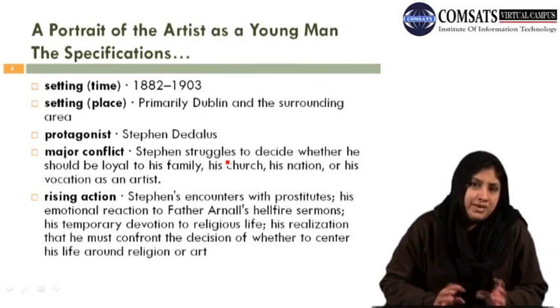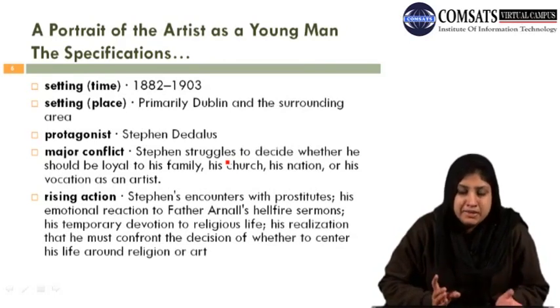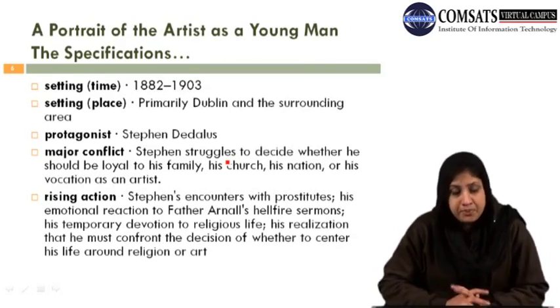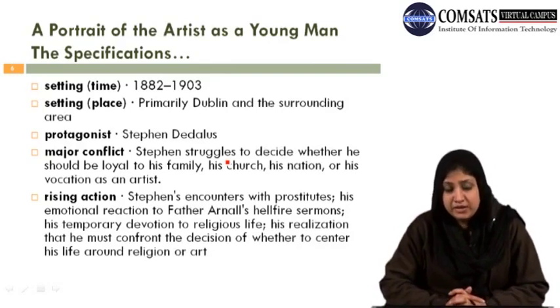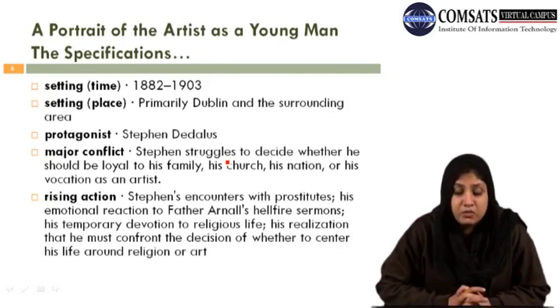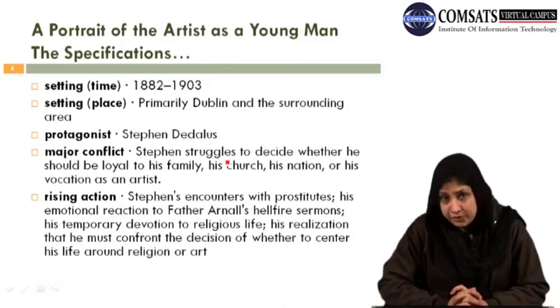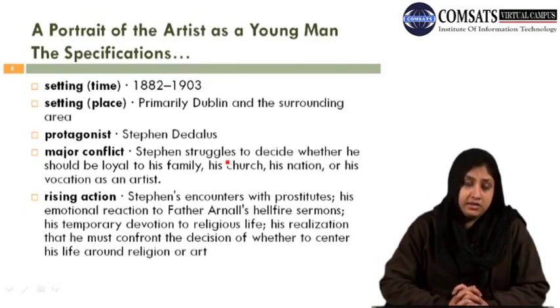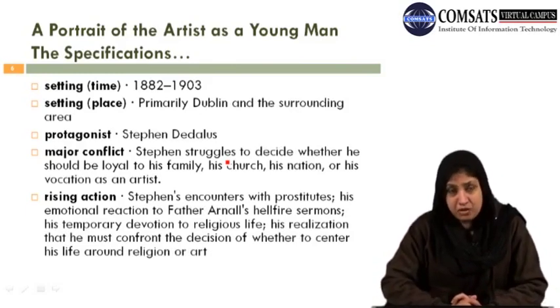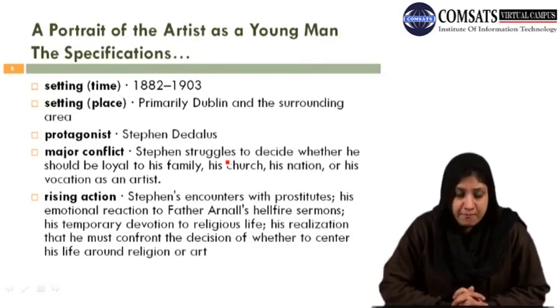The time in which the novel is set is between 1882 and 1903, and it's primarily a Dublin setting and the surrounding area. The protagonist of the story is Stephen Dedalus, and Stephen struggles to decide whether he should be loyal to his family, his religion, his nation, or his vocation as an artist. That's the major conflict that James Joyce presents in his masterpiece.